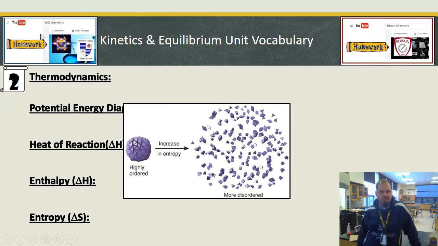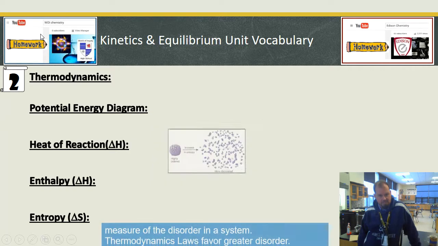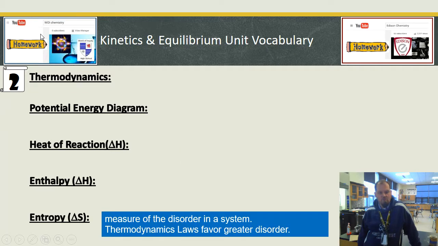Entropy is randomness, the measure of disorder. So more disorder is higher delta H, more order lower. I'm sorry, delta S. So the measure of disorder in a system. Thermodynamics laws favor greater disorder, and this is true for the entire universe because there's less energy in disorder. I have to put a lot of energy into order things up.